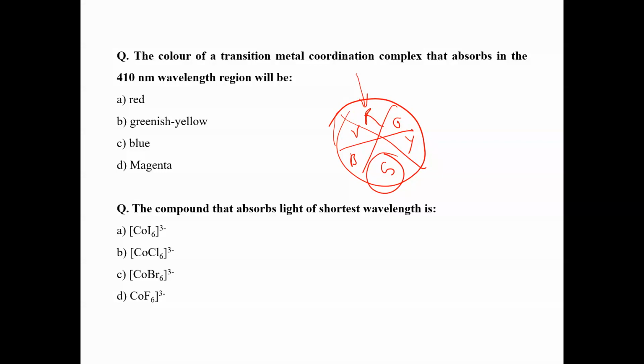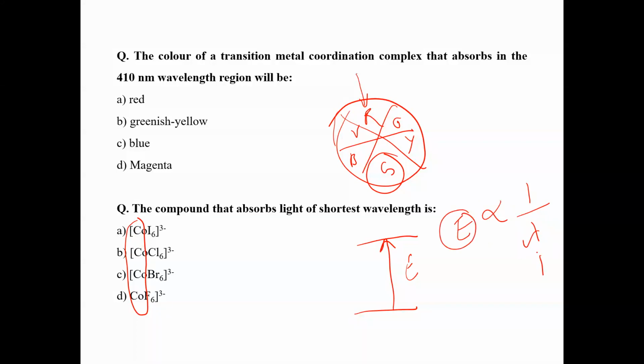And the second one, the compound that absorbs light of the shortest wavelength. So here the metal is the same, only the ligands are changing. So on the basis of the spectrochemical series, you have to think which ligand is strong and which is weak. If it is a strong ligand, it will induce a large energy gap between the orbitals, and E is inversely proportional to lambda. So a large gap will be there, and it will be absorbing the shortest wavelength. Okay, so just try to solve, please.